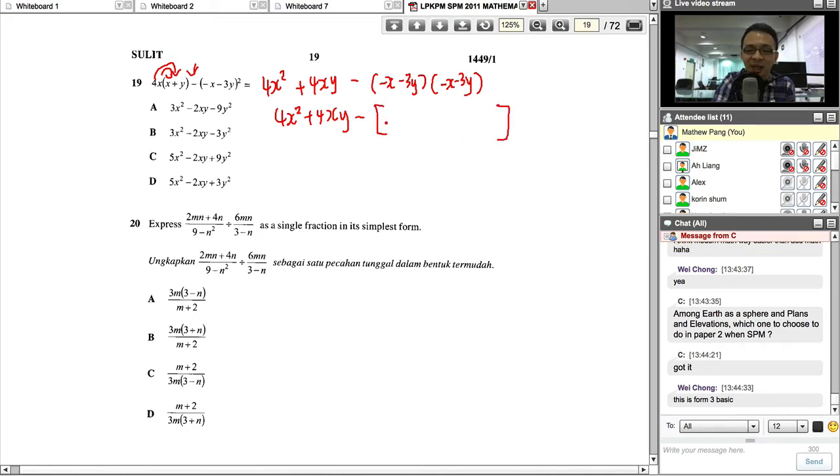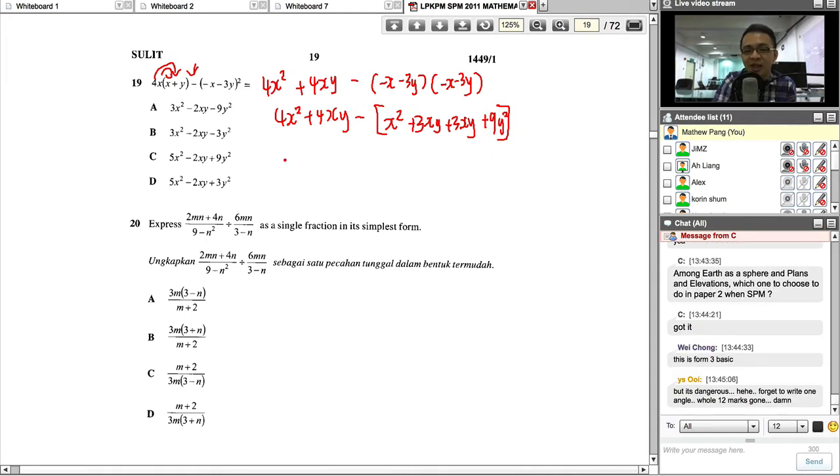Negative x times negative x is positive x squared. Negative x times minus 3y is plus 3xy. So this one is plus 3xy also. Then this one is plus 9y squared. Then I multiply negative for every single one. Then I can solve it easily. Minus x squared, okay, 3xy, 3xy is 6xy, so it's minus 6xy. And then minus 9y squared.